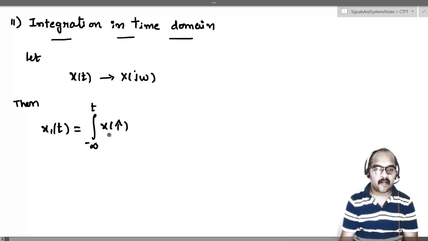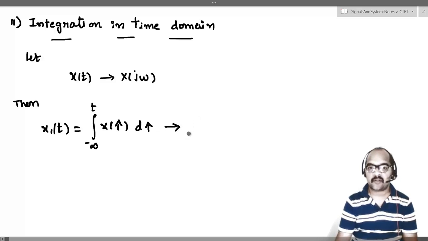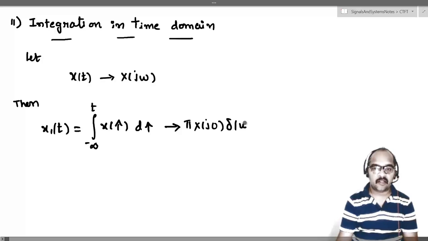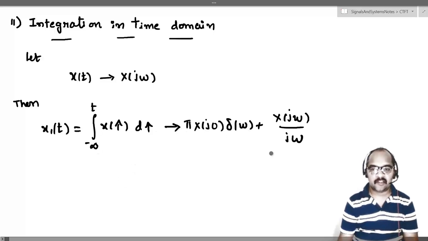You remember that? How did we define the integral of a signal? That is integral minus infinity to t x of tau d tau. So we have seen this extensively in the second and first chapters, correct? Yes. So this is given by pi times x of j0 delta of omega plus x of j omega by j omega. So the Fourier transform of the integral of a signal is given by this.